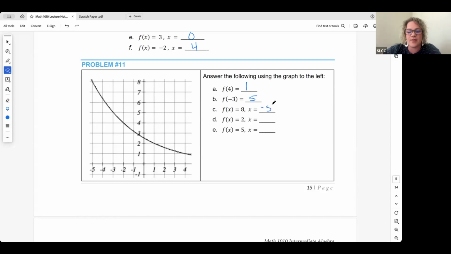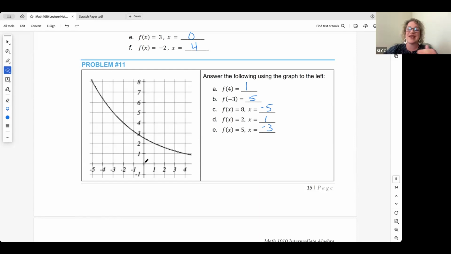-5. When the output is 2, what's the corresponding input? 1. So here's the output, there's the input. And when the output is 5, what's the corresponding input? -3. Don't get confused by the inputs, the outputs, the function notation, and the graph.